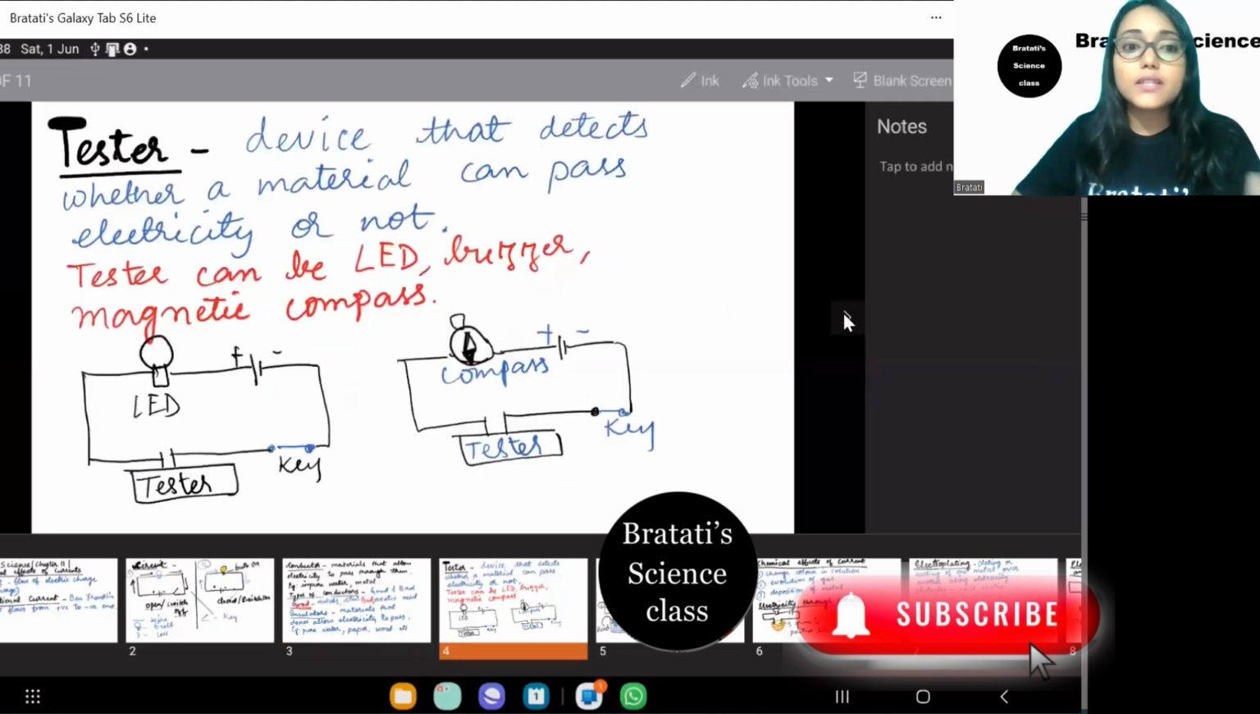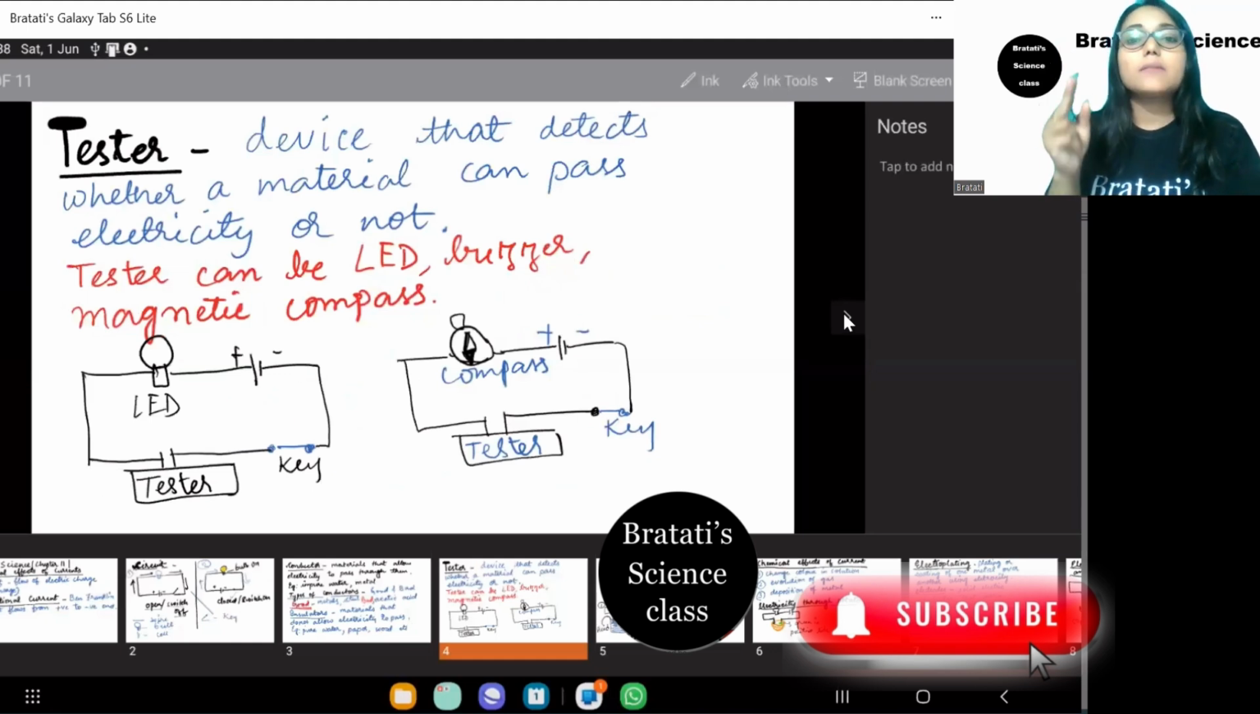As I said, this tester device can be an LED, a buzzer, or a magnetic compass. Let me tell you, a magnetic compass is a device where even with a slight electricity, the magnetic needle will deflect.